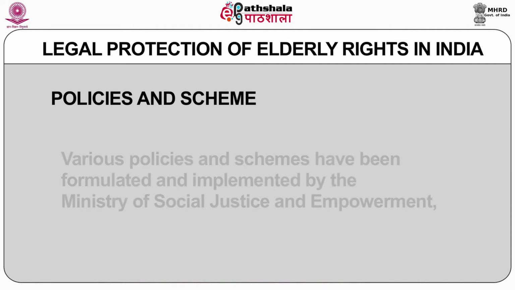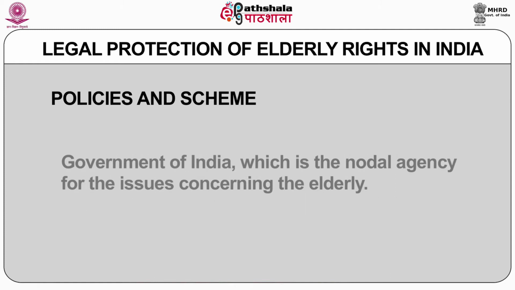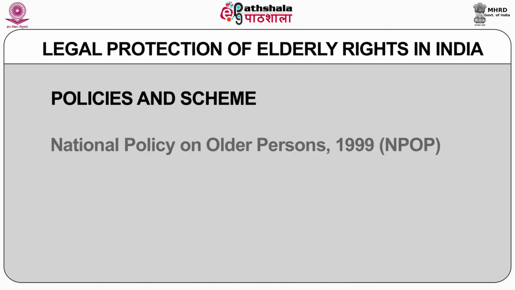Policies and schemes. Various policies and schemes have been formulated and implemented by the Ministry of Social Justice and Empowerment, Government of India, which is the nodal agency for the issues concerning the elderly. A brief account of some of the policies and schemes in place in India for the welfare of the elderly are as follows. National Policy on Older Persons, 1999, also known as NPOP.